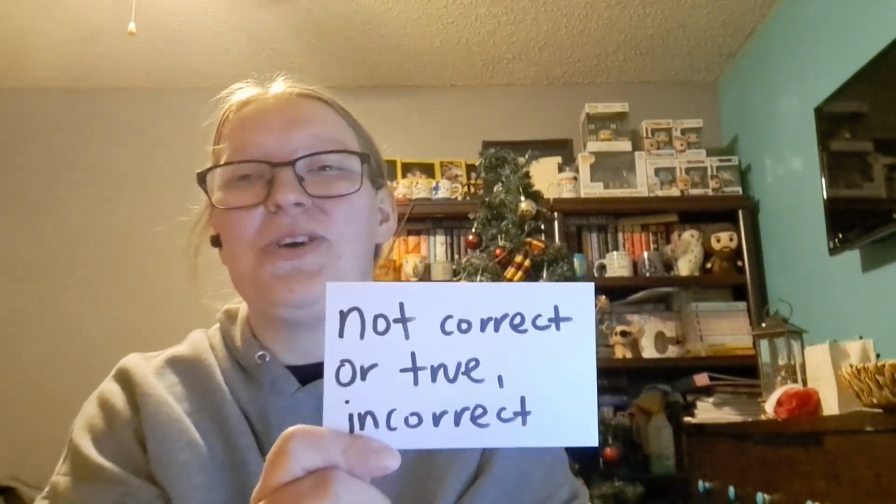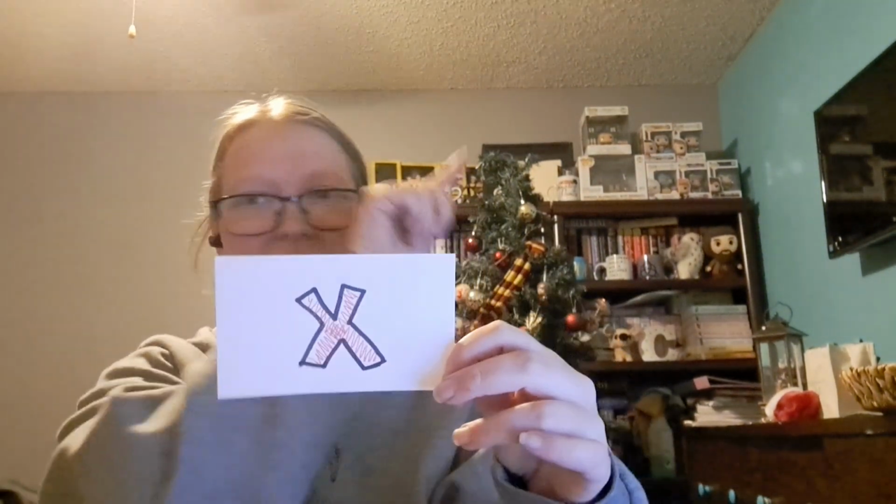So our next word is wrong. Perfect. Okay, can anyone tell me what that means? Yes, correct. Well, not correct. You're right. You were right with the definition. It means not correct or true. Incorrect. So for our picture, I just did a big old X for not correct. That's how you know it's not right. All right, can you go put this in our word wall, please? Thank you.